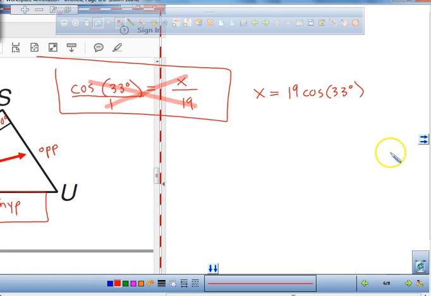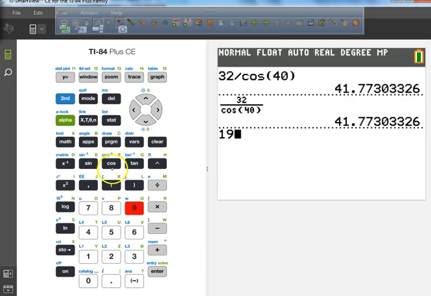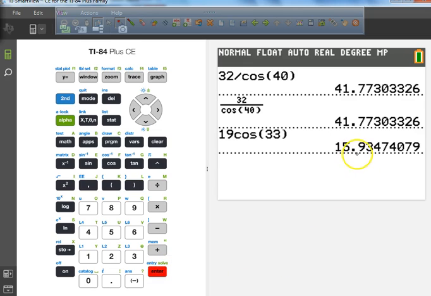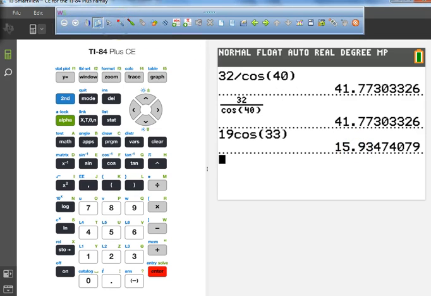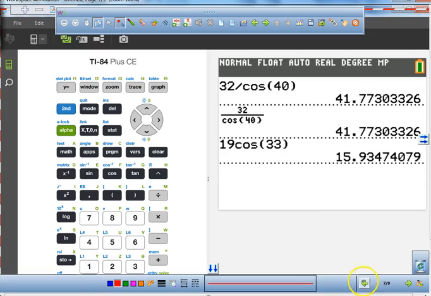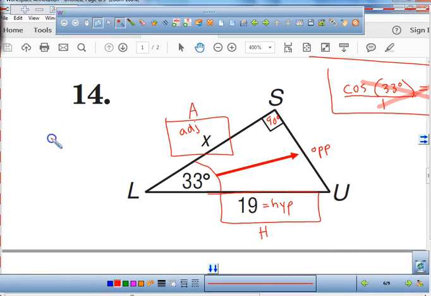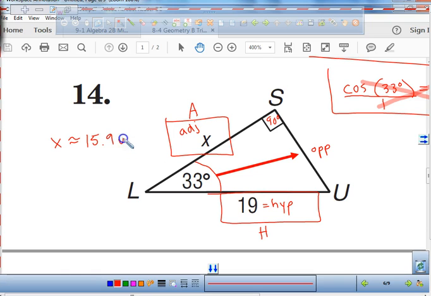Hey, did we have to divide this time? This is the easy one. When you don't have to divide, it's just boom, you're done. Just type in 19 cosine 33 and you're done. And that's all you have to do. 19 cosine 33. Hit enter and say, boom. There you go. It's 15.9 units. And that's all you got to do. So what's x approximately equal to in problem number 14? 15.9, and what are you going to write next to it? Units. That's right. There you go.